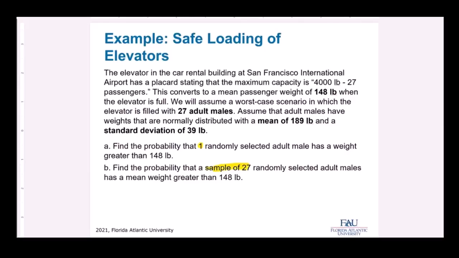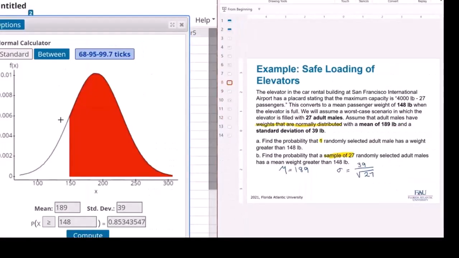For this one, can we use the central limit theorem? Well, yes, we can, because we already know that the weights are normally distributed. That works out perfectly. The only thing we have to do differently: we know the mean is going to stay the same, but the standard deviation is going to equal the original standard deviation divided by the square root of n, which here n is equal to 27. If we go back here, we have our mean as 189.